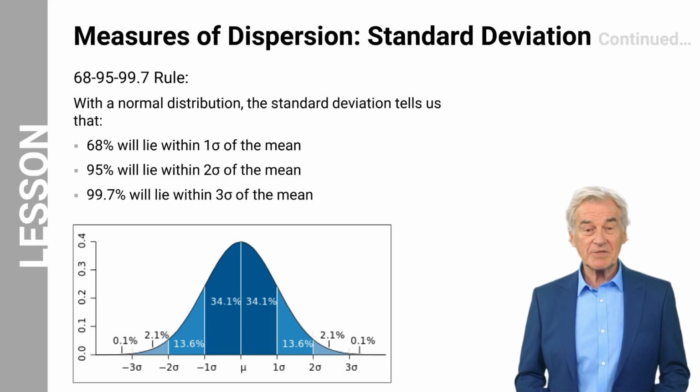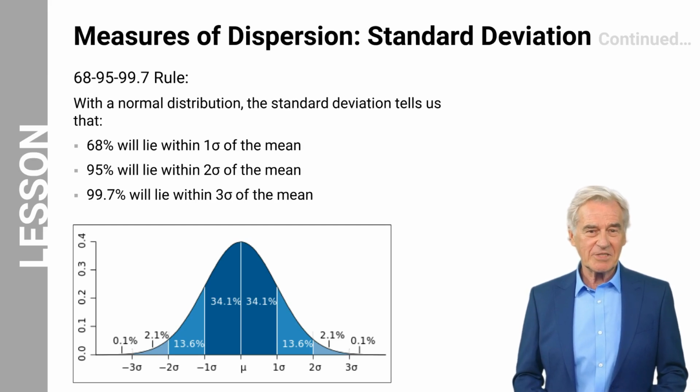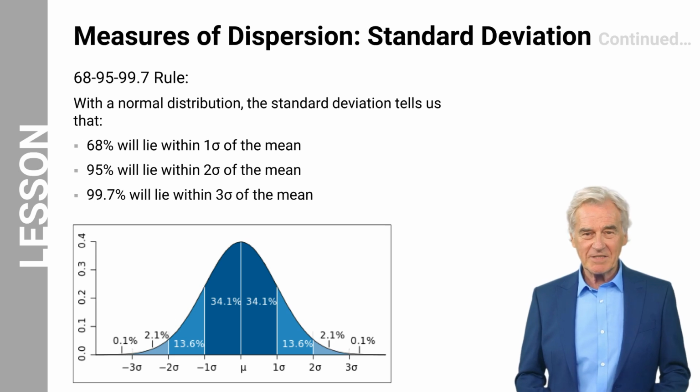In a normal distribution, the standard deviation tells us that, along with the mean, about 68% of the data will lie within one standard deviation of the mean. About 95% of the data will lie within 2 standard deviations of the mean. And 99.7% of the data will lie within 3 standard deviations of the mean. This is referred to as the 68-95-99.7 rule and is illustrated here.